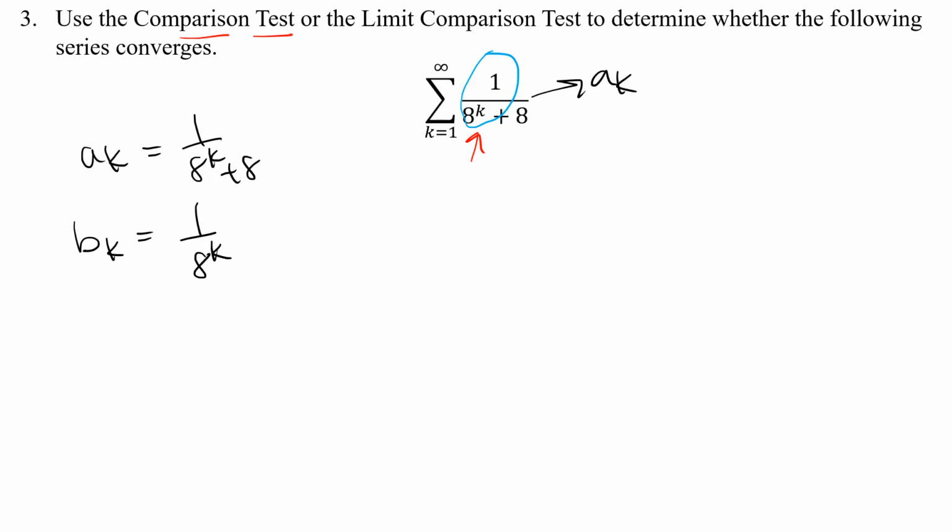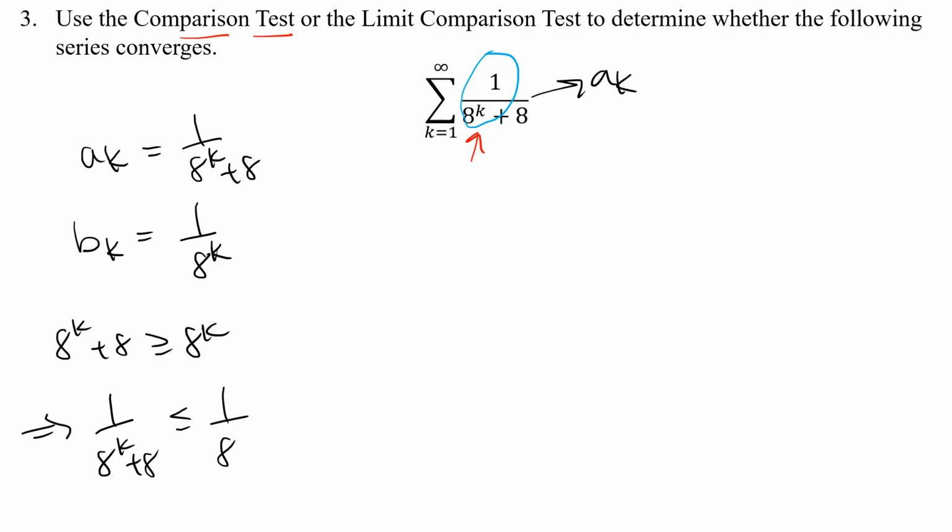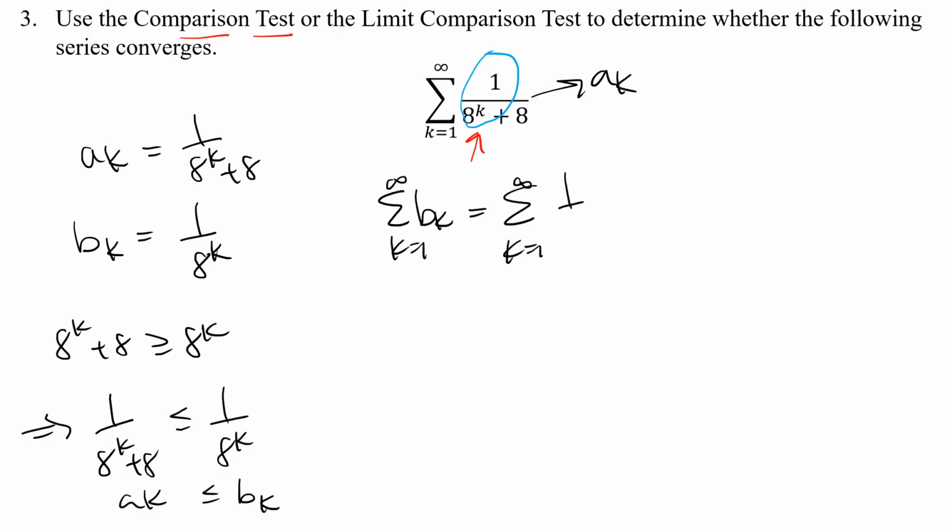Well, we know for sure this is bigger than this, so therefore if we were to flip it around, okay, we have less than. All right, so we got our a sub k being less than our b sub k. All right, so let's figure out then what can we say about our b sub k. Okay, well, we have the summation of our b sub k as k goes from 1 to infinity. All right, so same thing as summation k going from 1 to infinity of 1 over 8 raised to the k.